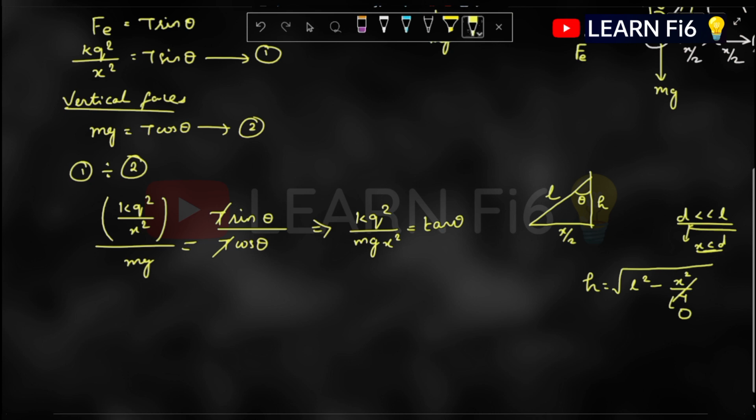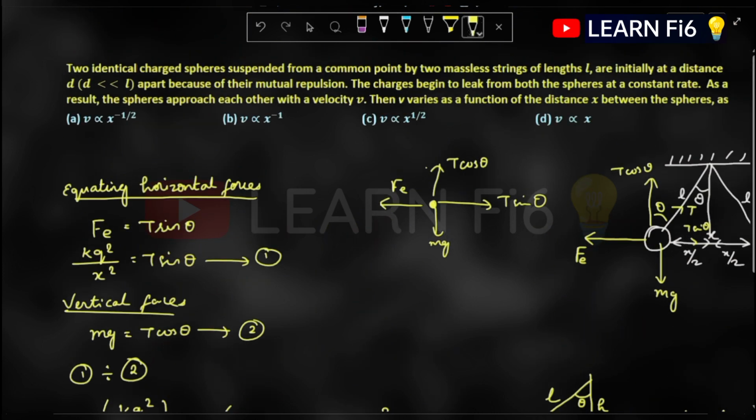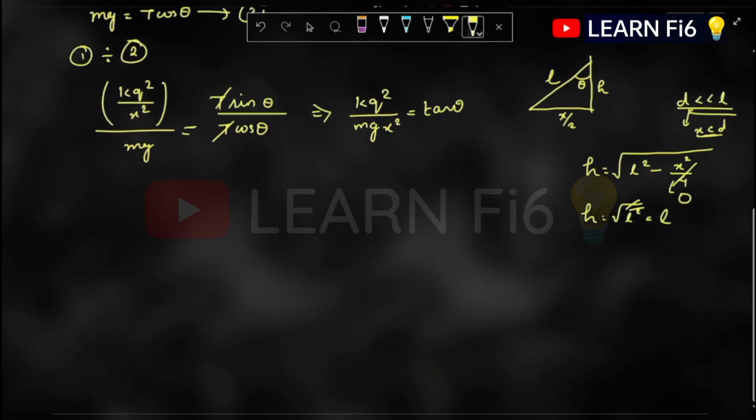Okay, so we will be left with h is equal to the root of L square, and the square and root will get cancelled. The value of h will become L. Okay, so this is given in the question itself. The value of d is very much less than L. Okay, so we are using this, so you will get h is equal to L.